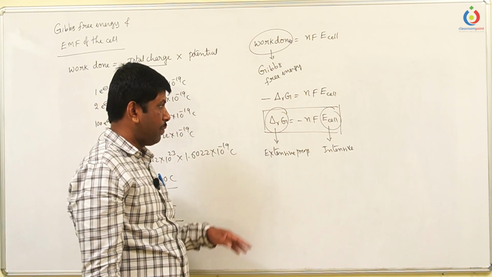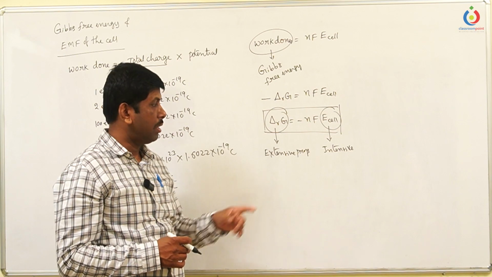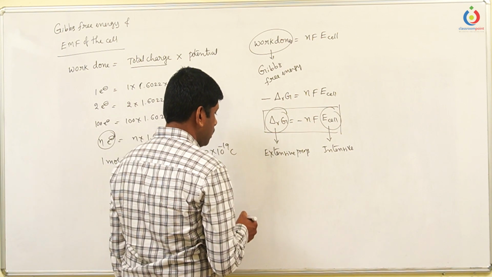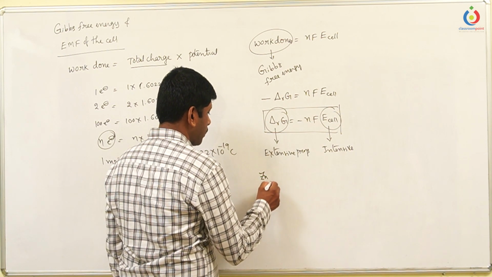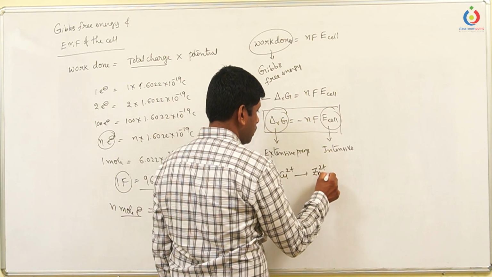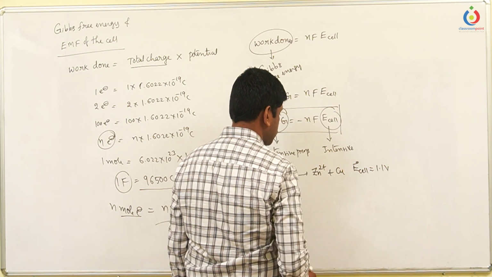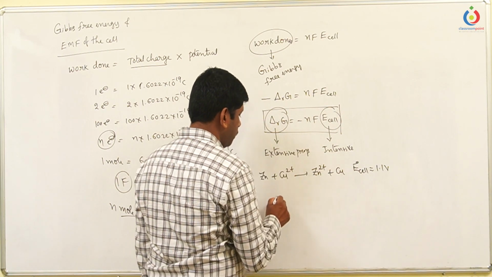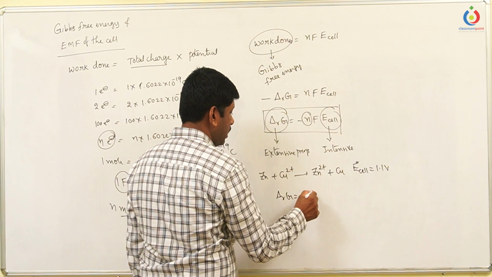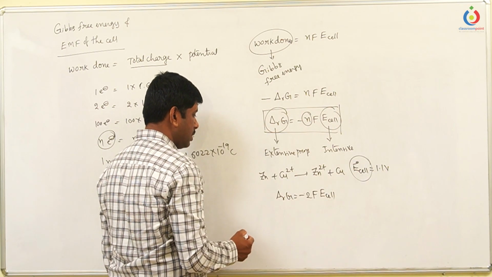If the stoichiometric coefficients change, that is, if a reaction is multiplied or divided by a factor, then the delta rG value changes, but the E cell value does not change. Now let us take an equation: Zn plus Cu2+ gives Zn2+ plus Cu. Its E0 cell value is equal to 1.1 volts. Delta rG is equal to minus 2F E cell, with 2 moles of electrons. E0 cell value doesn't change.